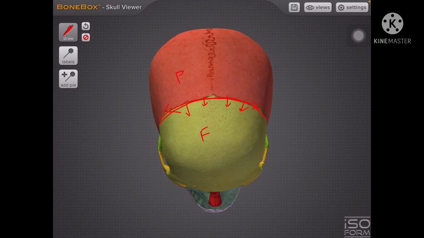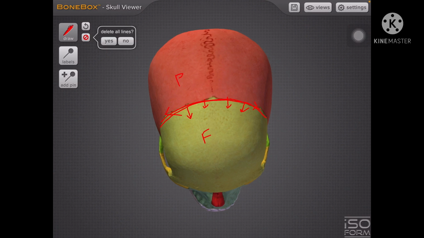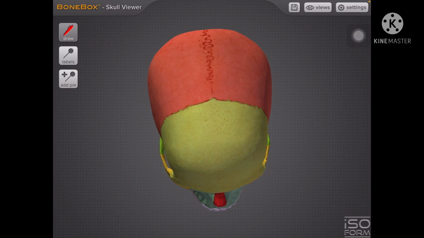These are the highlighted lines that you should write in your examination. The coronal suture is placed between the frontal and two parietal bones, and the suture crosses the cranial vault from side to side and runs downwards and forwards. That is regarding the coronal suture.